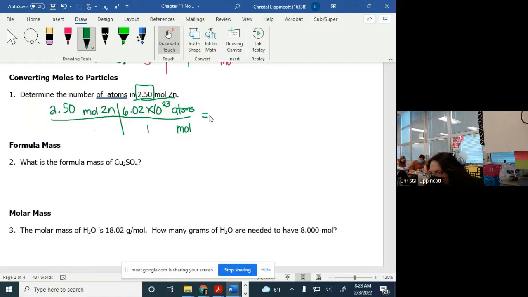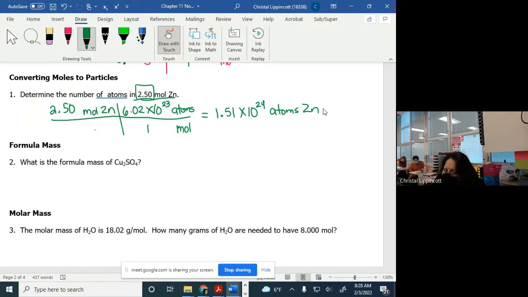So I ended up with 1.51 times 10 to the 24th. Your units are atoms and then zinc. So that's how you would properly label that answer with the correct number of sig figs.